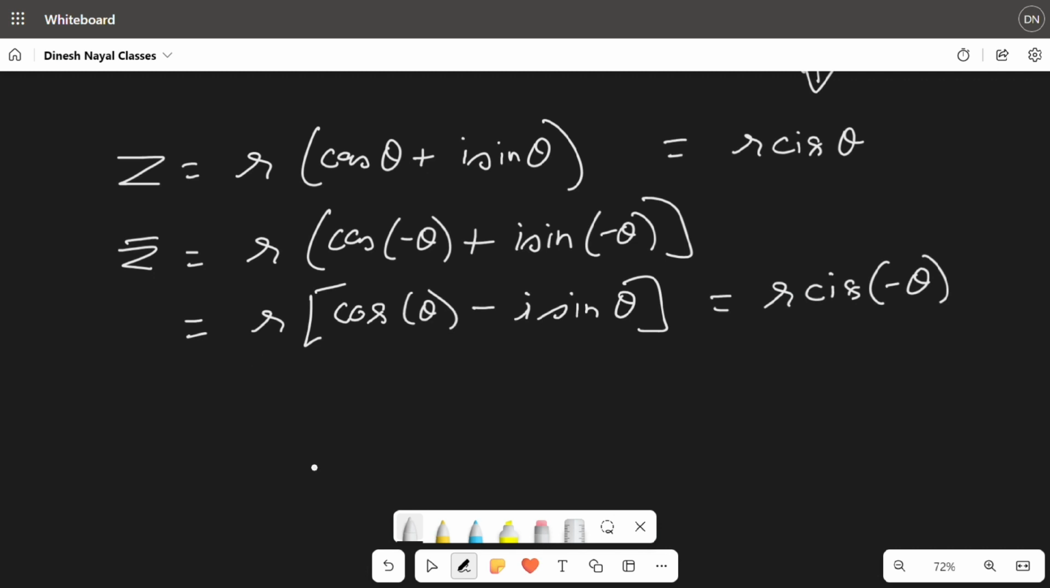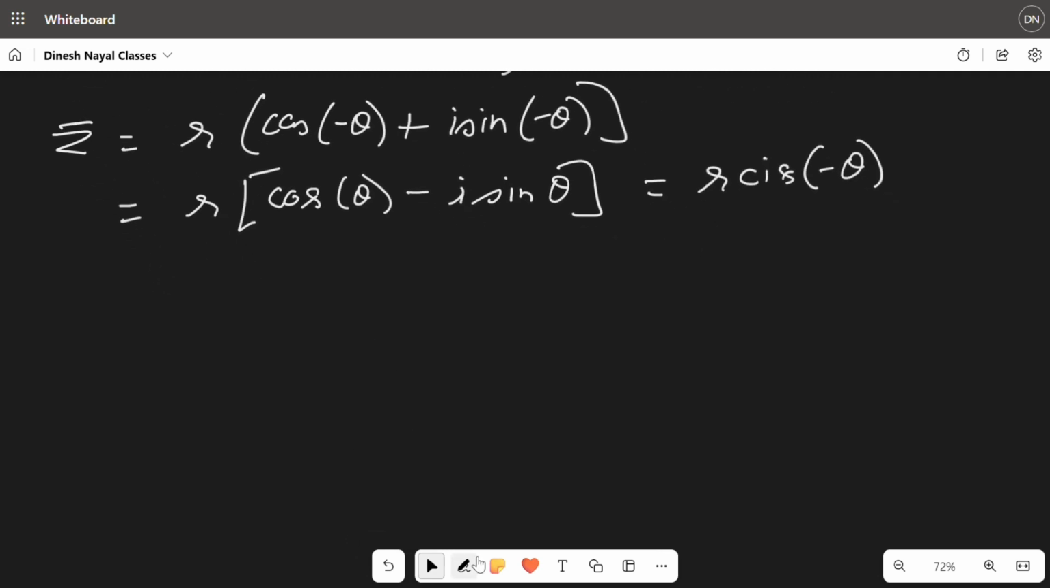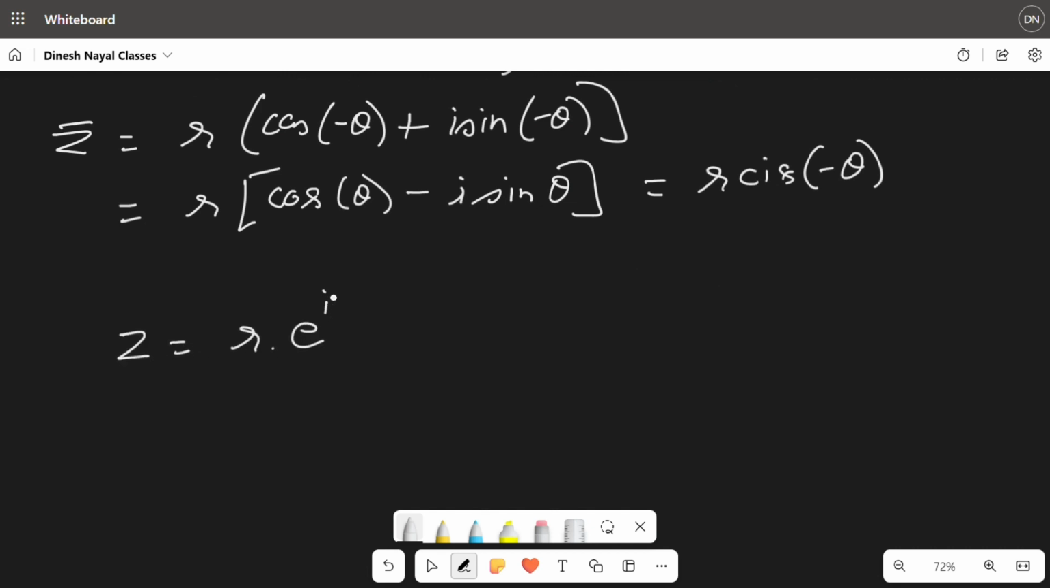Okay. Similarly, if we take this in Euler's form or the exponential form, we know that z is equal to r times e to the power i theta. That is, the complex number is represented as r e to the power i theta. So the conjugate will be represented as r e to the power minus i theta. So this is the conjugate in Euler's form.